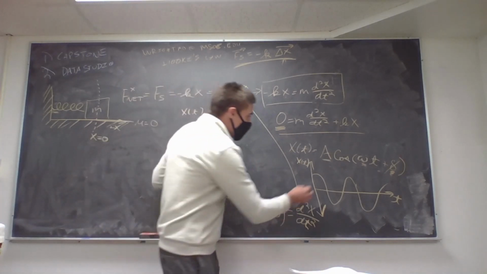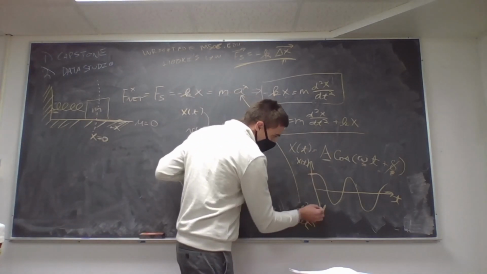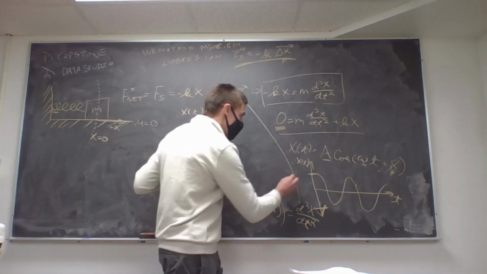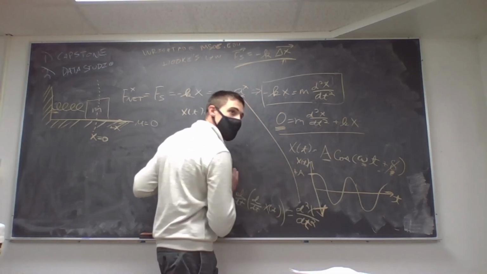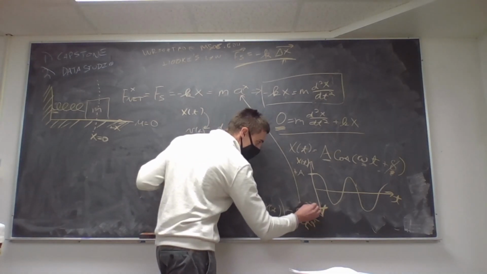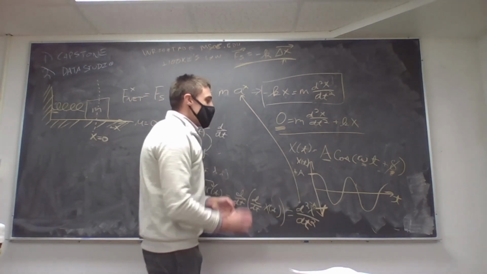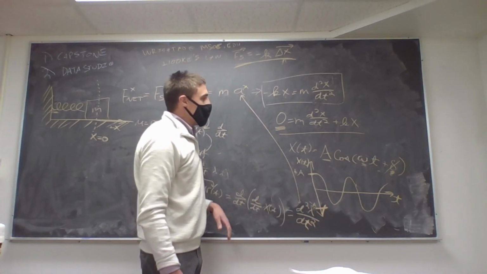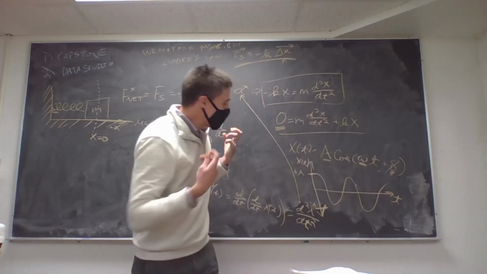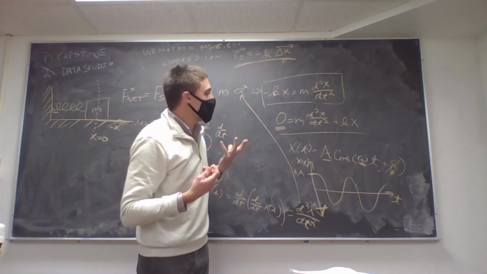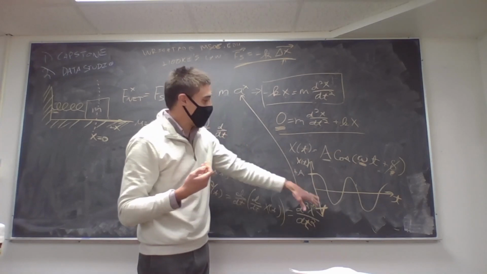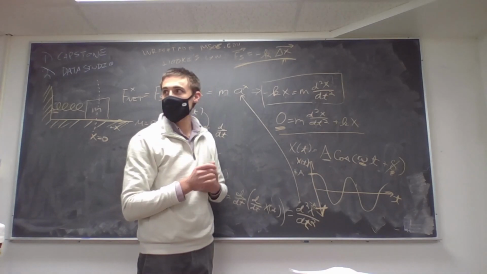So A is called the amplitude. It tells you how large the oscillation will get at its most extreme points. It'll get at most plus A, and at its lowest point it'll get to minus A. Okay? And omega is going to be a quantity that describes basically how fast this oscillation takes place.